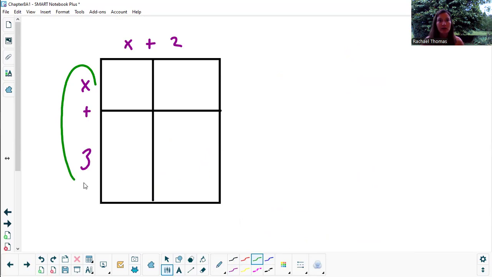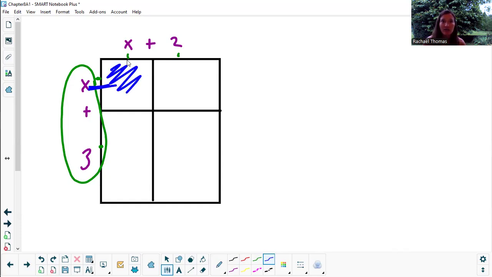I took my first binomial, x plus 3, and I wrote it on the side, one spot here for x and one spot for 3, and then x plus 2 is the other one, x plus 2. It doesn't matter if they're all the same width or not. I kind of tried to draw them to scale here, but again, it doesn't matter. And I'm just going to fill in each box.